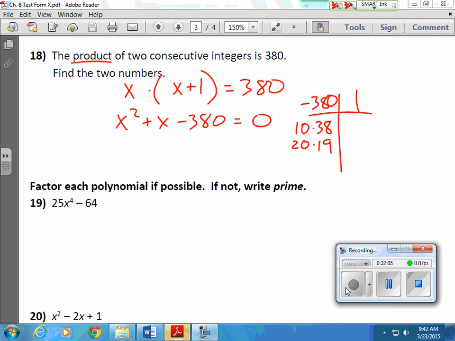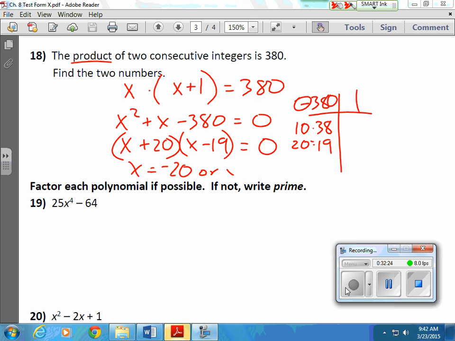But I need one of them to be negative. Make the -19. That'll give me a +1. So, x plus 20 and x minus 19 equals 0. Okay? So that means x is either -20 or x is +19.